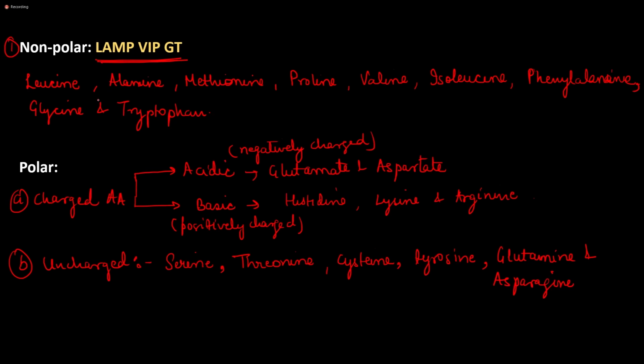So these are the examples of polar amino acids, and these are non-polar amino acids. Based on polarity, the amino acids are divided into two types, polar and non-polar. For non-polar, you can remember by LAMP, VIP, GT, and the remaining will be polar. So this is another type of classification based on polarity. Now, the last classification of amino acids is based on nutritional requirements. Based on nutritional requirements, the amino acids are divided into two types.